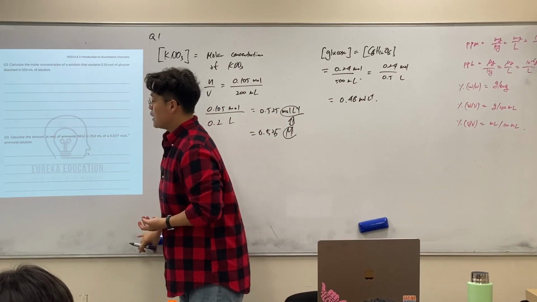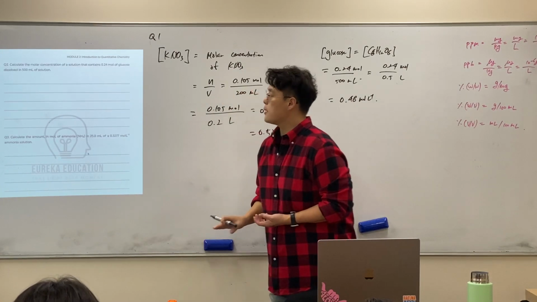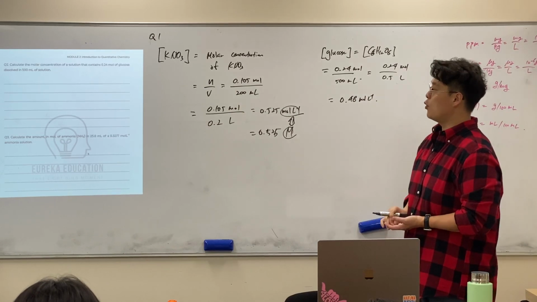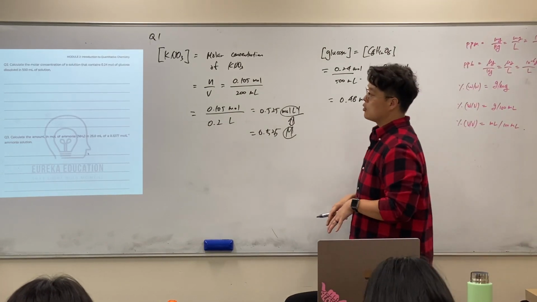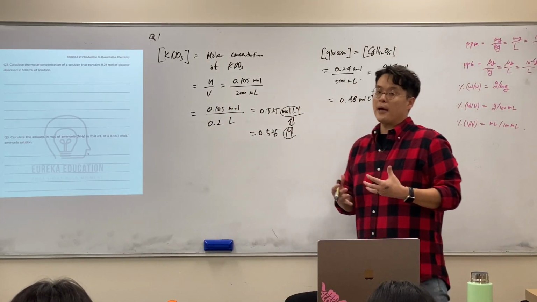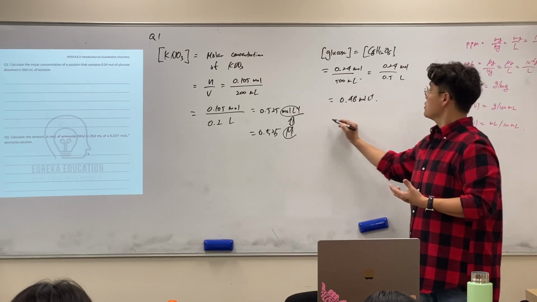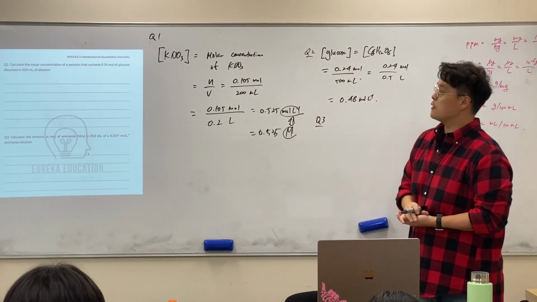Now, next one, question 3. Calculate the amount in moles of ammonia in 25 mL of the 0.3277 mole per liter ammonia solution. Now, this time you're not asked to find the concentration. Instead, you're asked to find the amount of moles. That's question 3. How do you find the amount of moles?